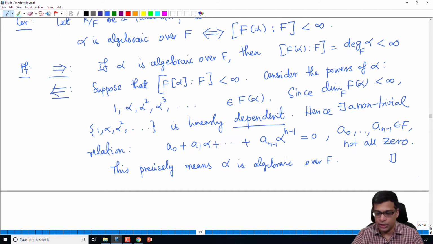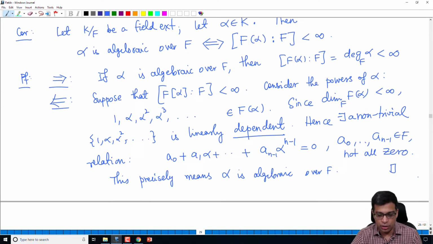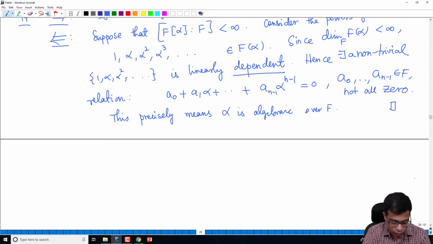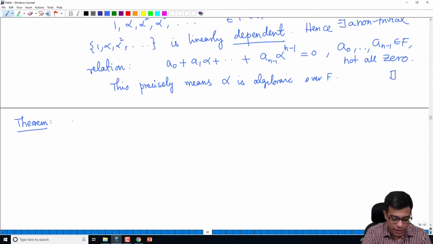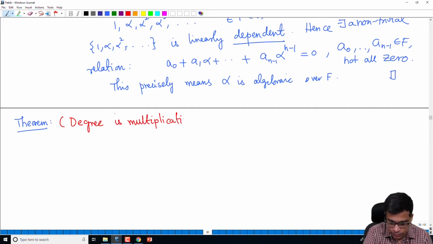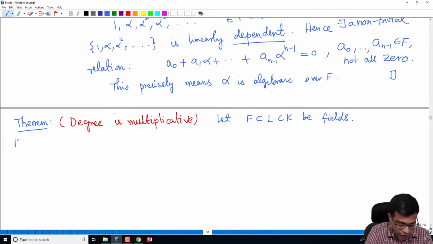Now I will do one more theorem here. Together with that theorem and this corollary, we can actually conclude a lot of nice things about algebraic elements. So let me prove this theorem. This says that degree is multiplicative. So this theorem you should remember as saying degree is multiplicative. What I mean by this, I will explain. So let F in L in K be fields. Okay, so what we have is K, L and F, three fields, one sitting on top of the other, K sitting on top of L, L sitting on top of F. So they are all field extensions.